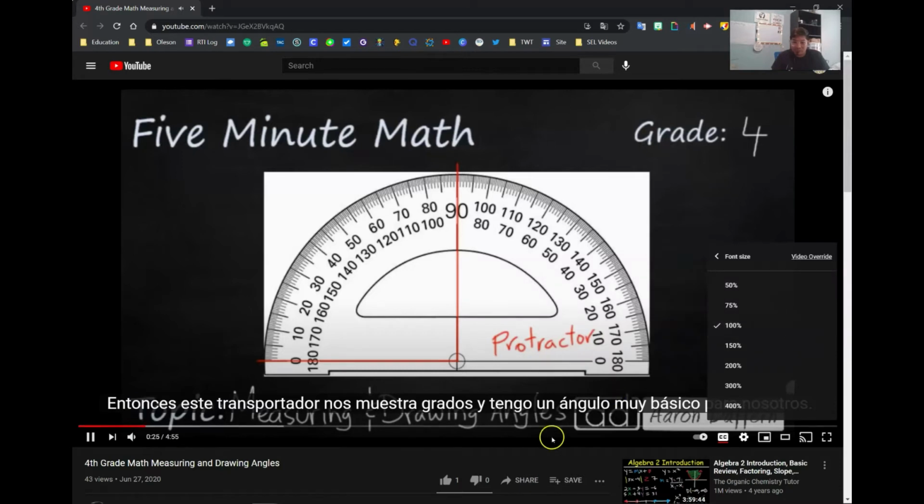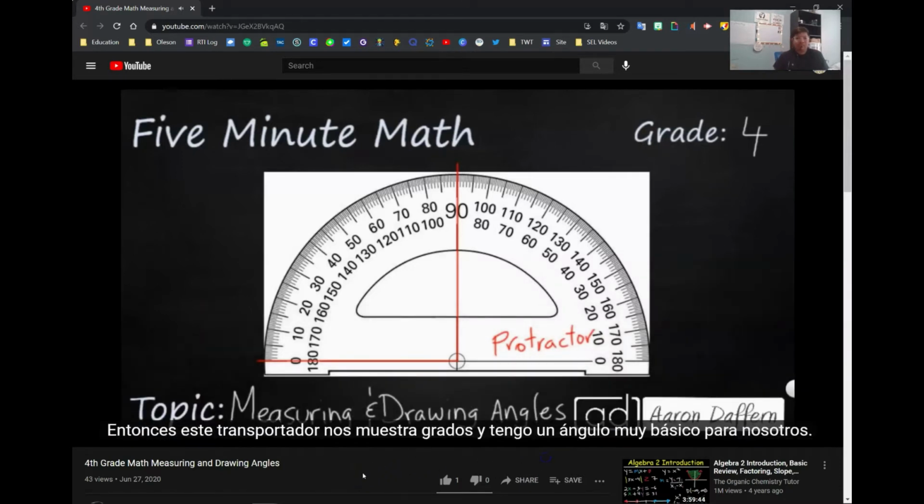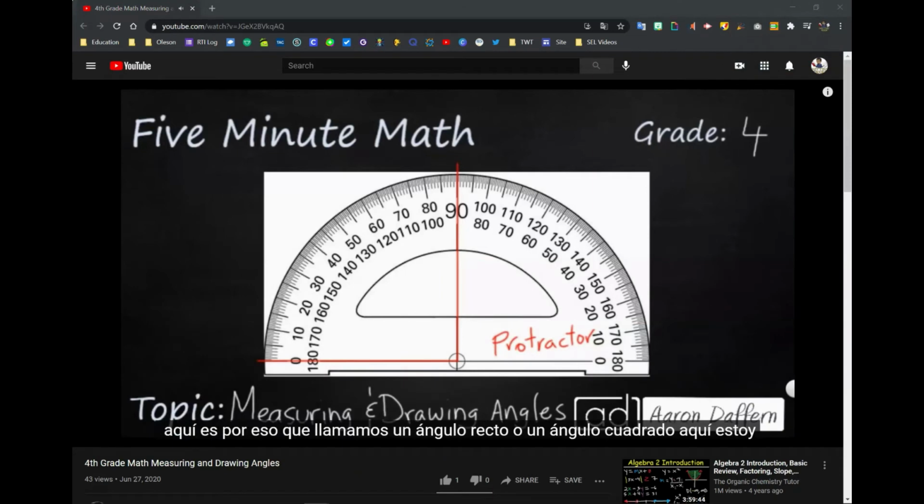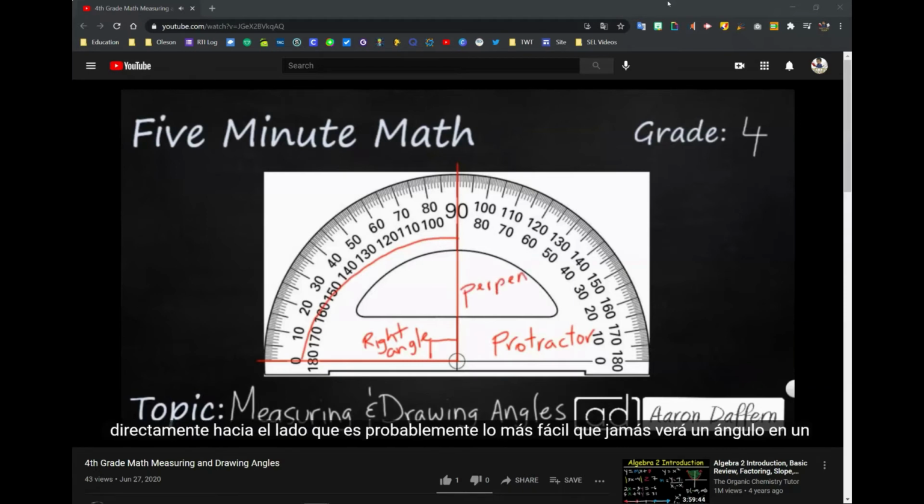So this protractor shows us degrees, and so I've got a very basic angle for us here. So this is what we call a right angle or a square angle right here. I'm going to call this right angle 90 degrees, because if you were to measure it on a protractor, one line would be on the 0 and the other line would be on the 90. And that is your 90 degrees. That's a perpendicular line because you've got one of the line segments that's going straight up and one that is going straight to the side. That's probably the easiest that you will ever see an angle on a protractor.